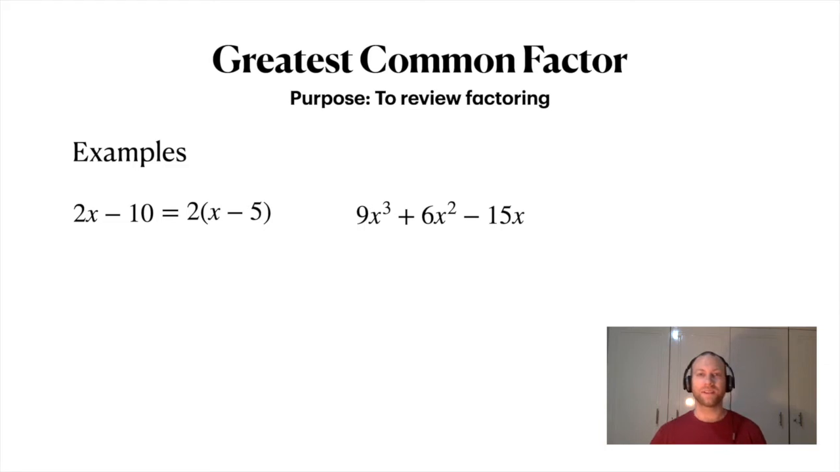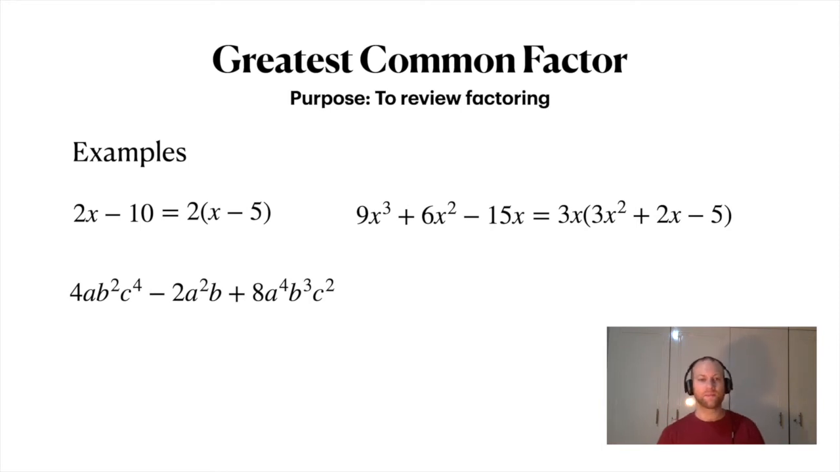And looking at the variables, each term has a variable x. So just an x to the power of 1 is the highest that I can factor out. So my greatest common factor is 3x. So I factor that out. And in the brackets there, again, you divide each of the terms. So 9x cubed divided by 3x, you get 3x squared. And you do that for each term.